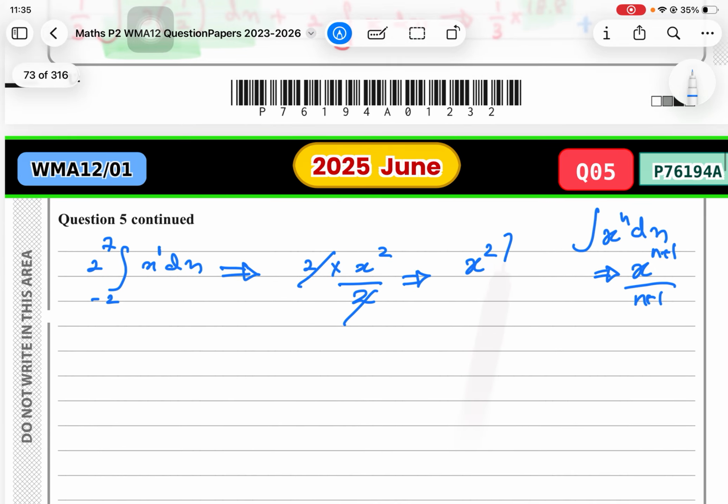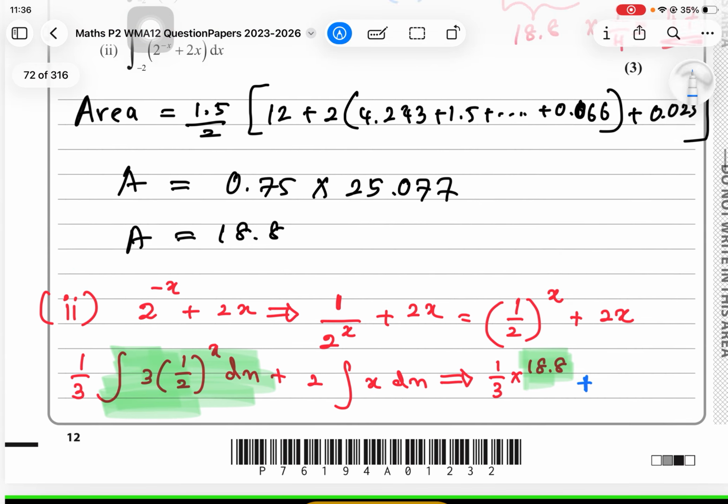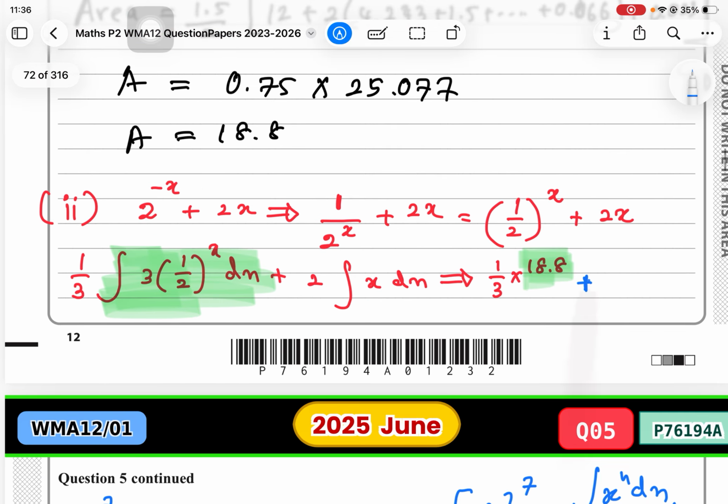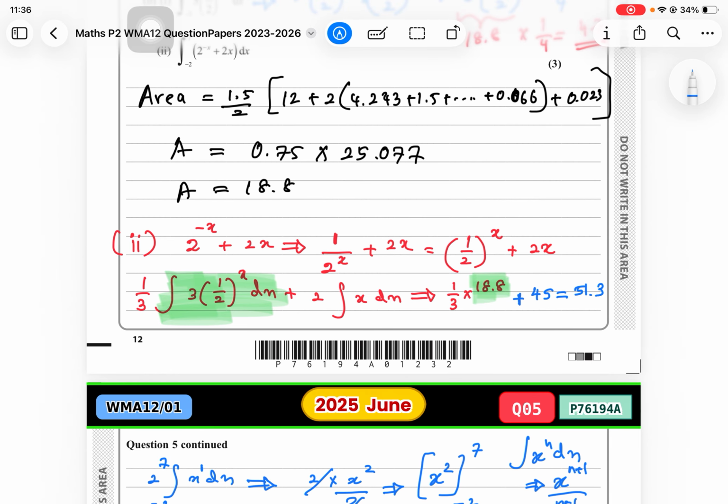So you have to do the x squared with the values they provided. The upper limit is 7 squared minus negative 2 squared. Once we got these two answers, we're going to get 45. This is 45. So let's go back to the question here. This plus 45 will be our final answer, which is 51.3. This is how we take it. Thank you.